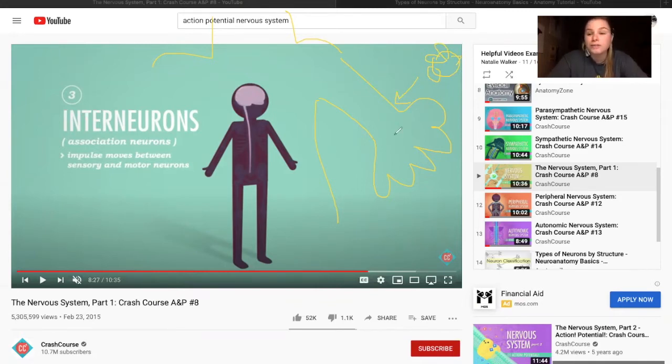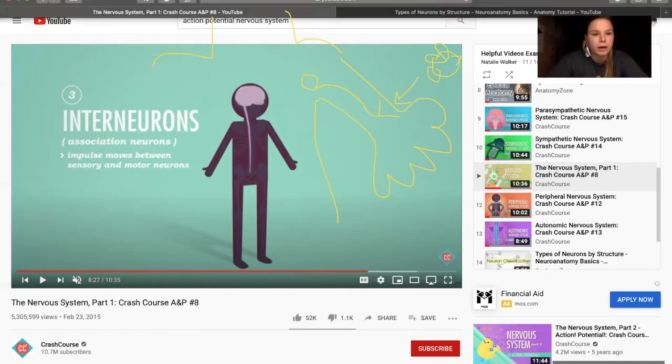So then we have a sensory neuron that, maybe it's like literally right here, and this neuron tells us that this hurts, right? So this is our sensory neuron. It's an afferent neuron because it's going towards the central nervous system, okay?